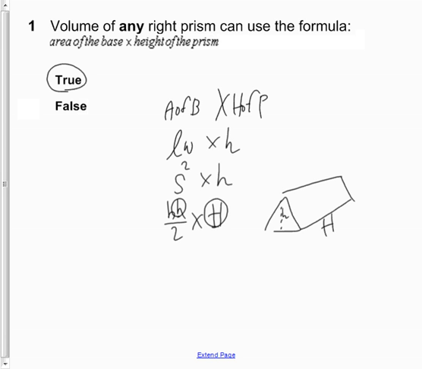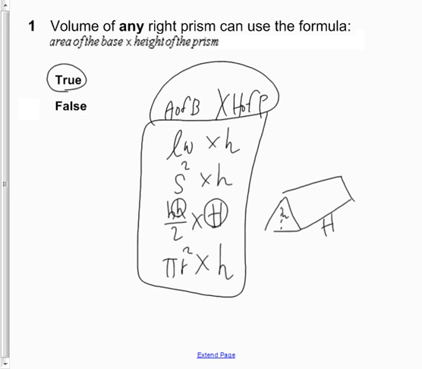And if it's a cylinder, it'll be pi r squared, because a cylinder has a circular base, times the height of the prism. So it is true. All of these formulas here fall under the category of area of the base times the height of the prism.